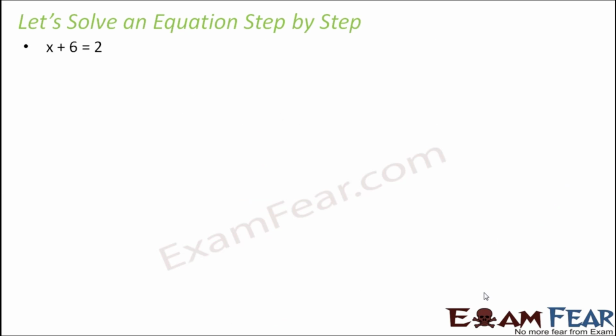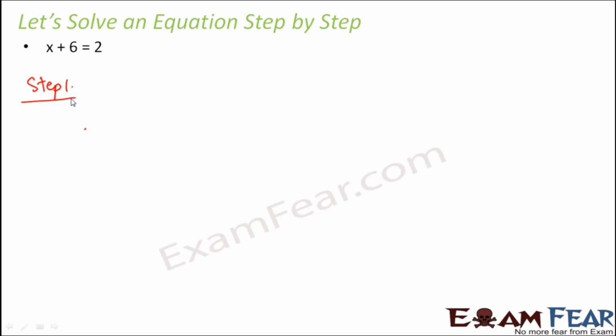So now with this approach in mind, we will solve equations step by step. Here we are taking an example of a very simple equation. Let us try to solve this simple equation, x plus 6 is equal to 2, step by step. What is going to be our first step? Step number 1: our aim is to bring all the variables on one side.